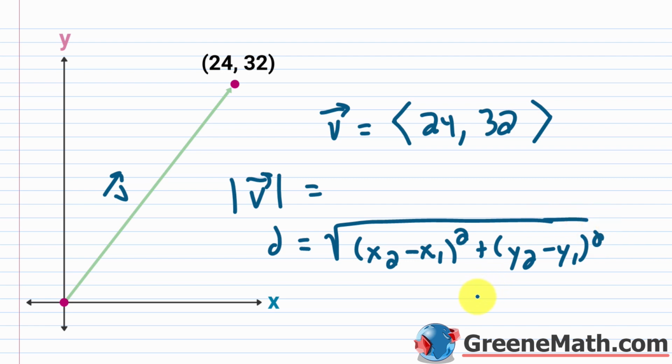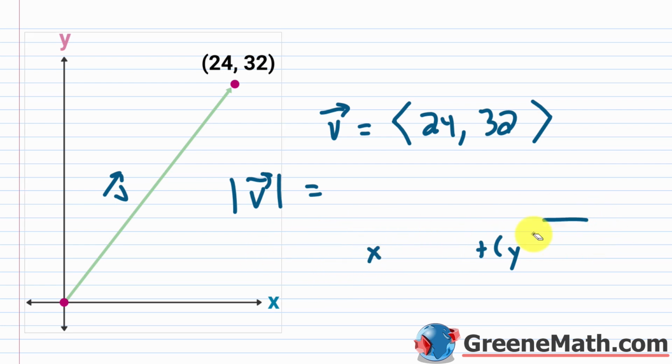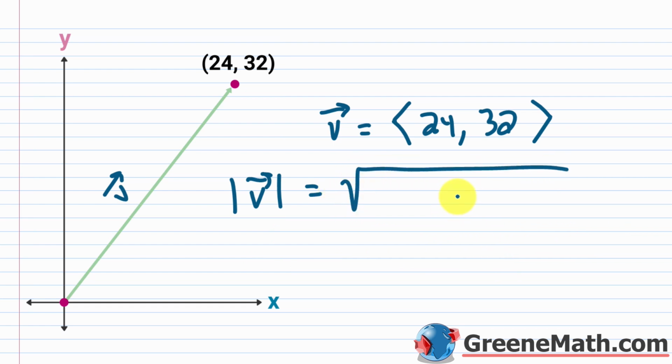Well, this is pretty simple because one of the points you're working with is 0, 0. So essentially, you can get rid of this, and you can get rid of this, and you can rename this to x and rename this to y. So the distance is going to be the square root of x squared plus y squared. Translating that over into our terminology with vectors, this is going to be the square root of the first component squared, or the horizontal component squared, so 24 squared, plus your second component squared, or the vertical component squared. So that's really all it is.